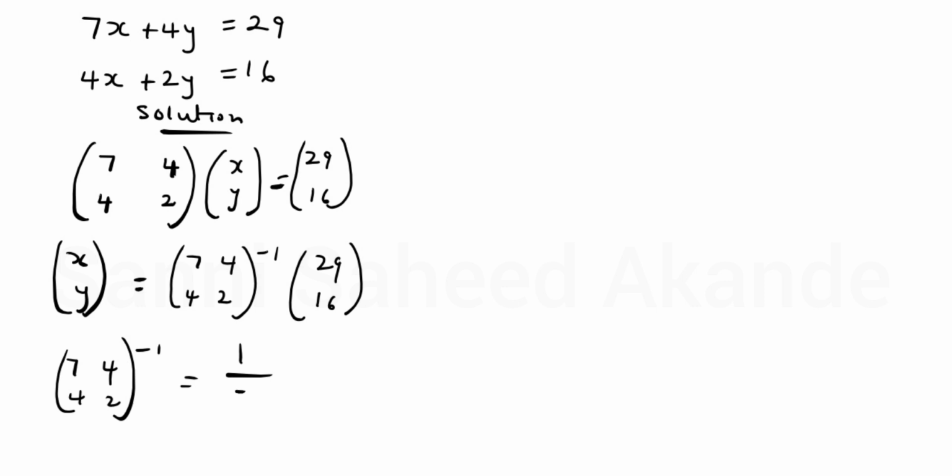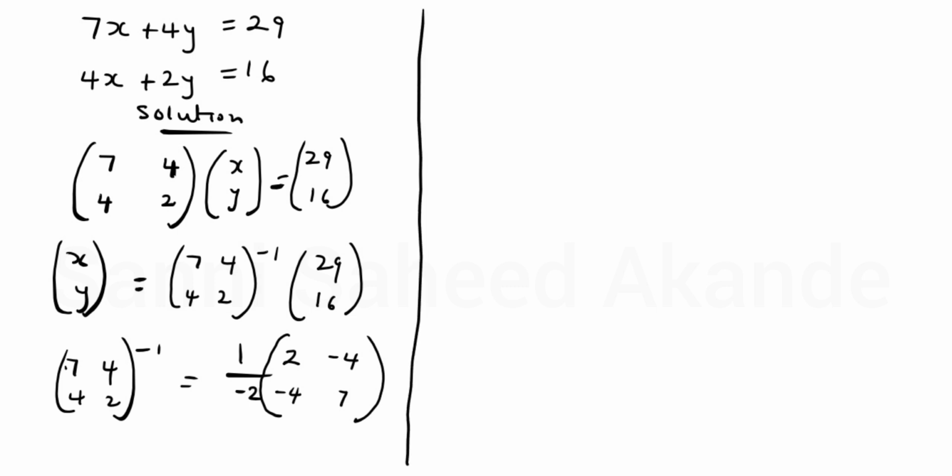That's the determinant. Then we multiply this with the exchange of these matrices. This 7 and 2 will interchange, so I will have 2 here. Then this 4 will change to -4. This other 4 will also change to -4, and this 2 becomes 7. You have learned this over time. You should know it by now. So let's continue from here.